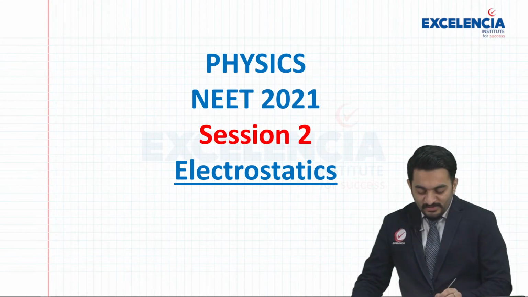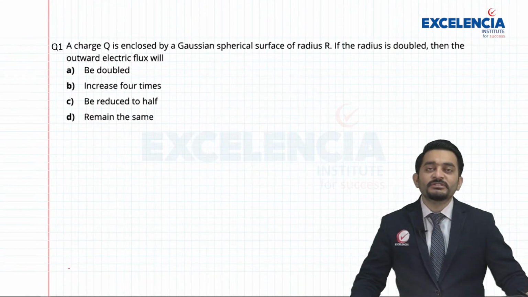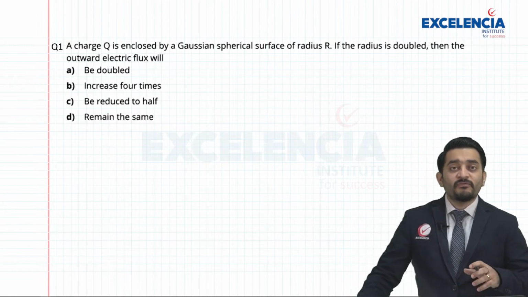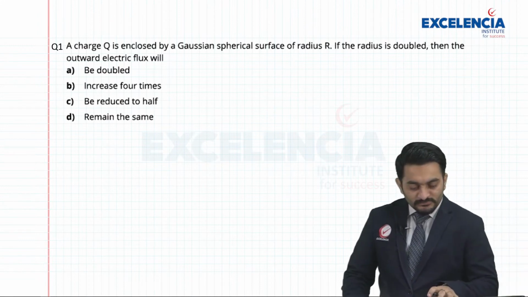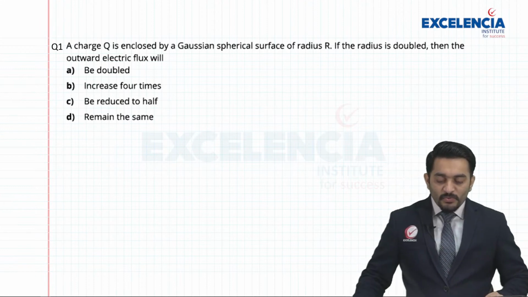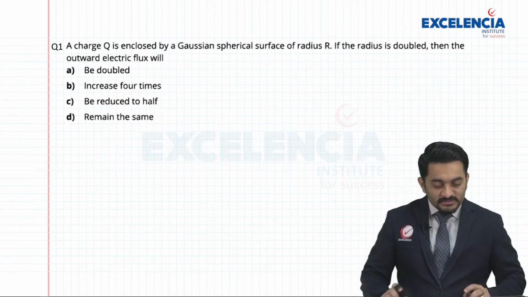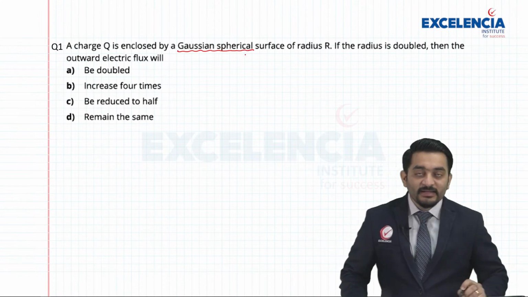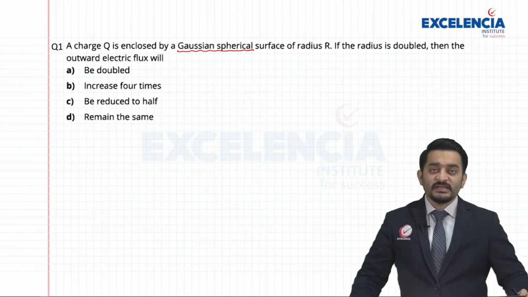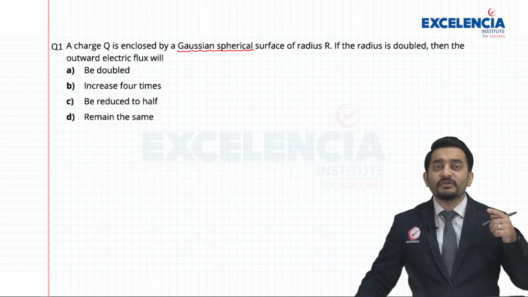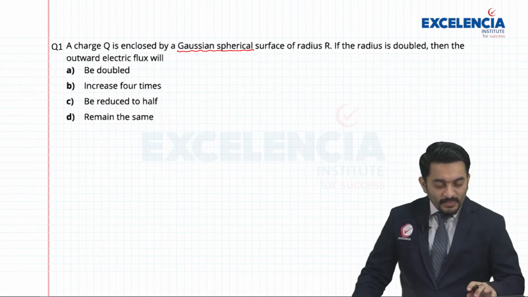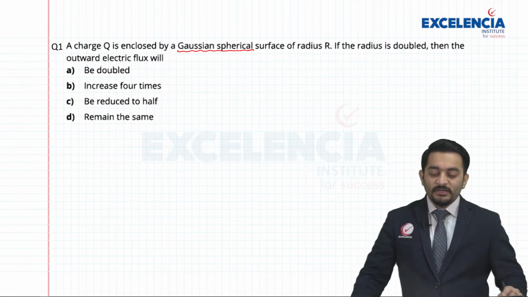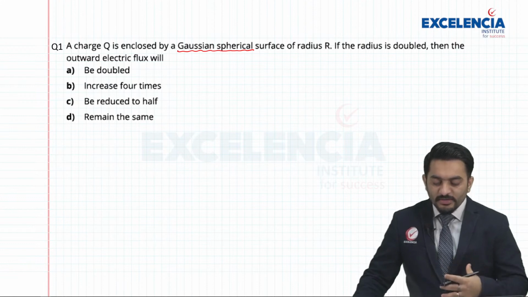When I go to the very first question which I have over here, I'll read it for you and tell you how you have to think about it. A charge Q is enclosed by a Gaussian spherical surface of radius r. First of all, you need to know what exactly this Gaussian spherical surface is, and for that you need knowledge of Gauss's theorem. It says if the radius is doubled, then the outward electric flux will be doubled, increased, reduced, or remain the same.